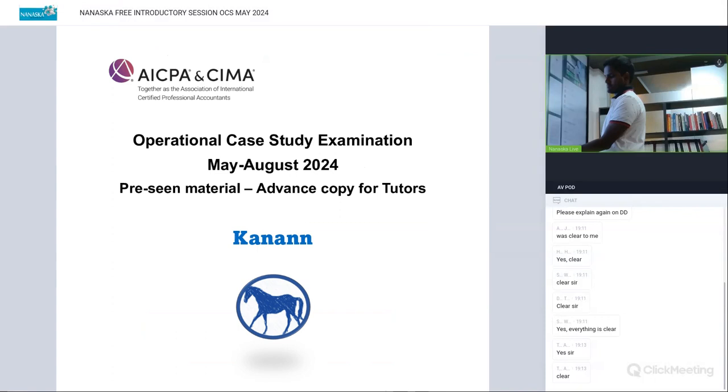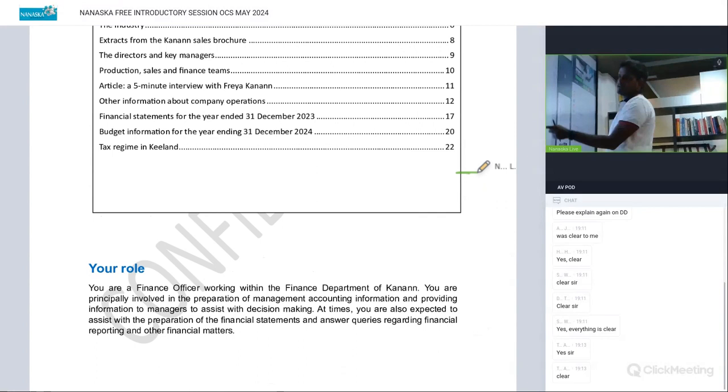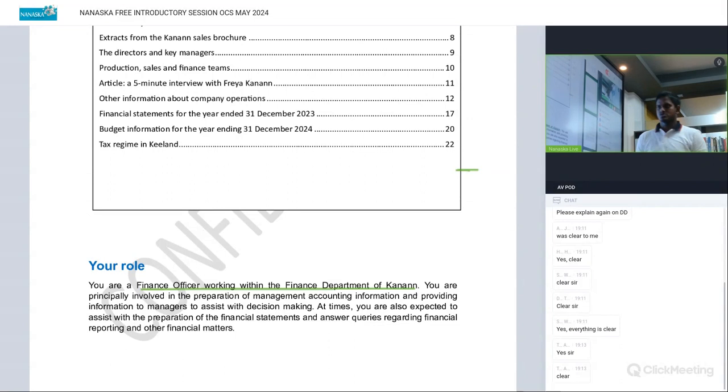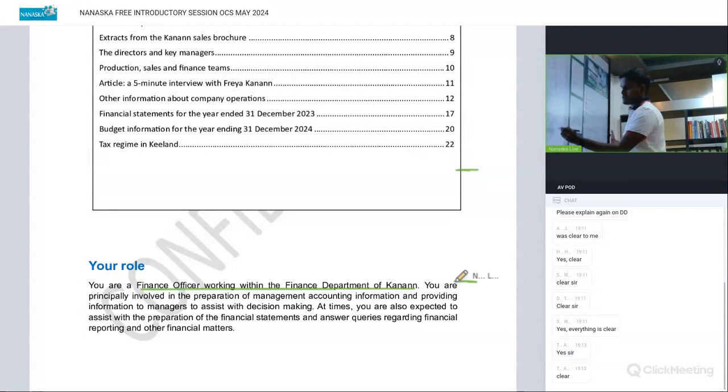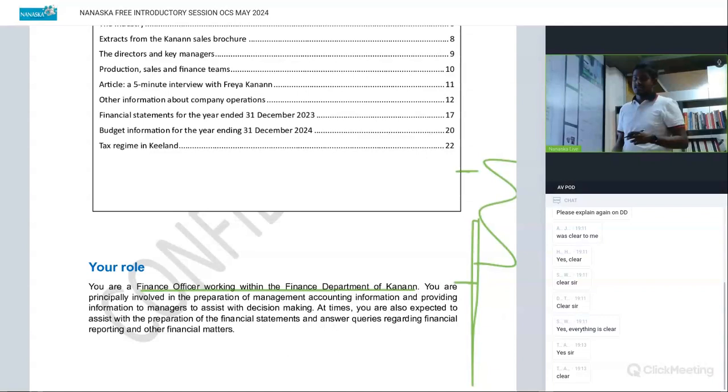you have this company called Canon as our case study this time, right? So your role is that you're going to be a finance officer working within the finance department of Canon. You report to the finance manager. These are your tasks, so we'll go into detail. We'll break down your tasks into the relevant subject areas, and I'll let you know what are the areas that you've got to have an understanding and knowledge of.